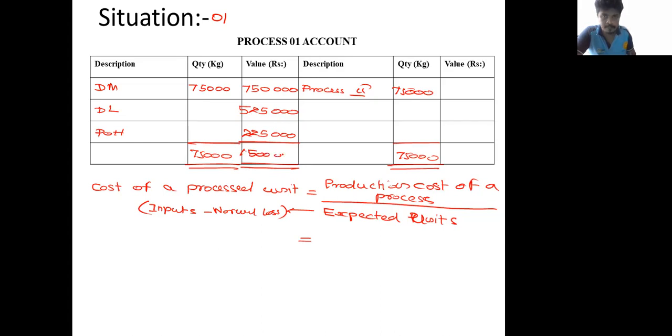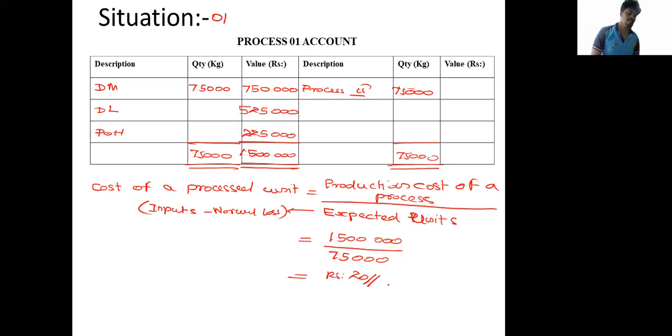1.5 million. Then production cost of the process, 1.5 million, divided by expected units 75,000 kilograms. Then cost of a processed unit equals rupees 20. Rupees 20.